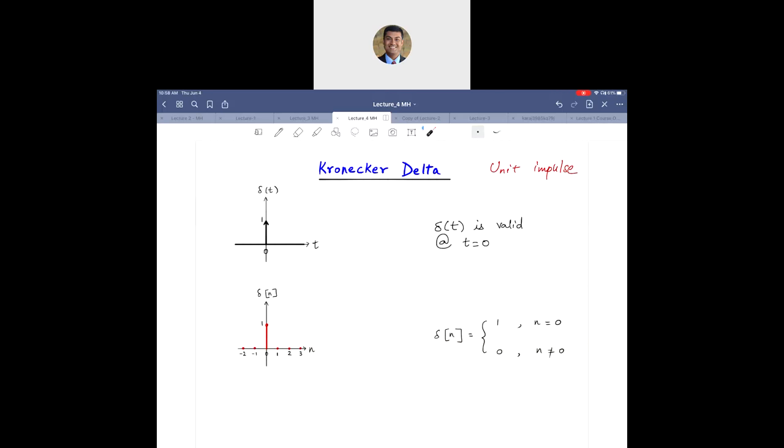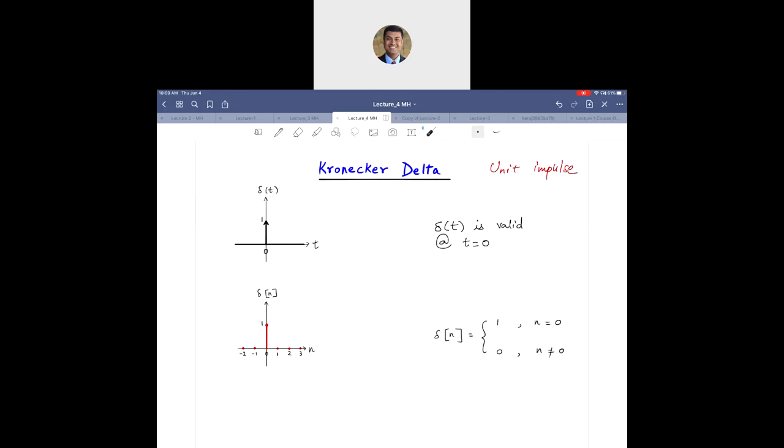So when we sample it, we need some way to represent the Kronecker delta, delta of n. For n other than 0, you have a 0. And when n is 0, you have a 1. So over here, the weight was represented as 1. Over here, it is being translated into the amplitude of that particular sample, 1.